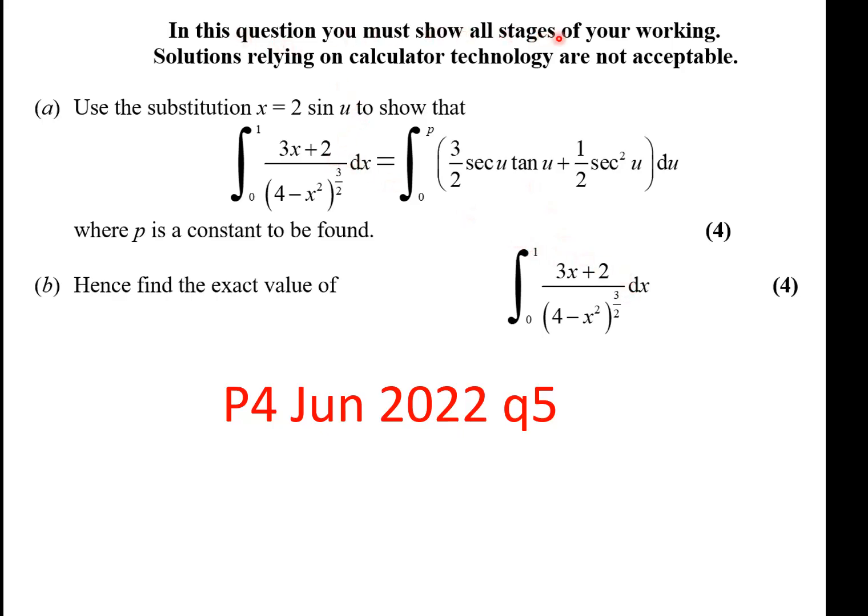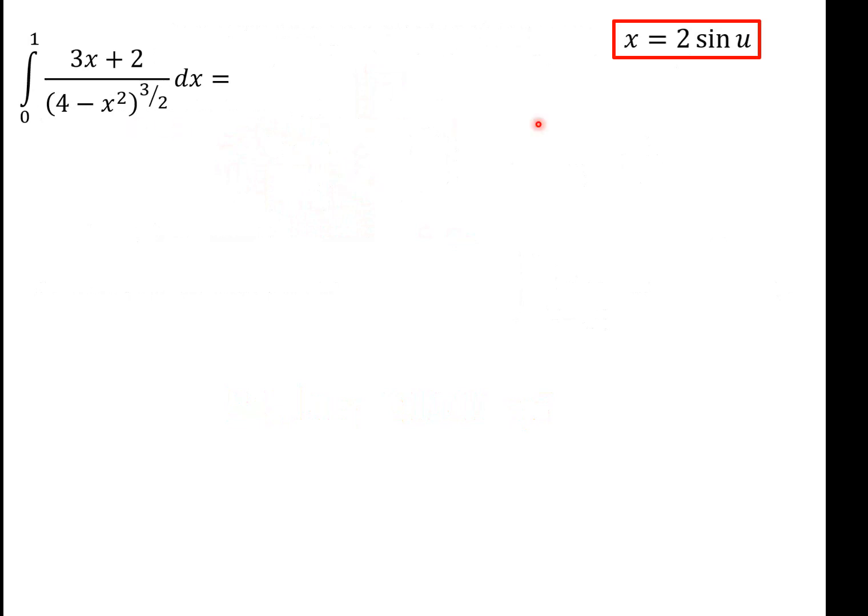So in this question you must show all stages of your working, so you can't just stick that in the calculator. But I'd take it to mean, do the maths, do the substitution, but then stick that in your calculator at the end just to check you got the right answer. So here we go, x equals 2 sine u. Well, top line's easy enough, it's just 6 sine u plus 2. That bottom line, well, it's going to be 4 minus 2 sine u all squared to the power of 3 over 2. Got to sort the dx out, of course.